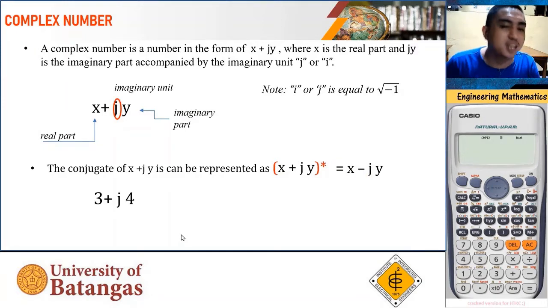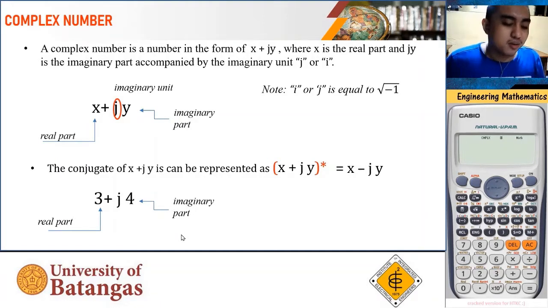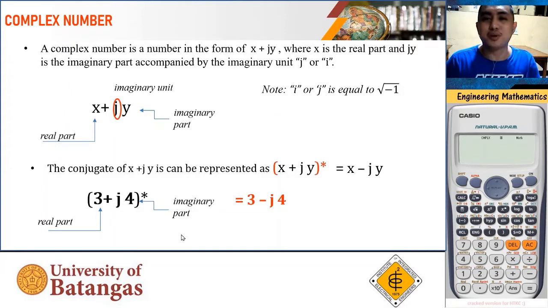Let's say we have 3 plus j4. So sa example natin na to, alam natin na ang ating real part is 3. Then yung ating 4 dito, siya naman yung ating imaginary part. Okay, so let's say ito ay ating i-conjugate. Our answer will be, alam naman natin, nababaguhin lang natin yung ating sign. So ang ating answer ay magiging 3 minus j4.